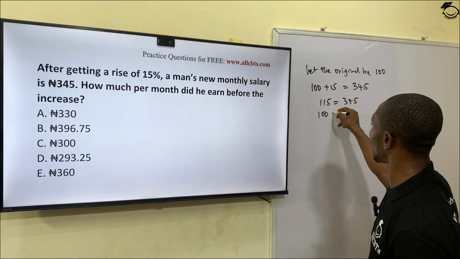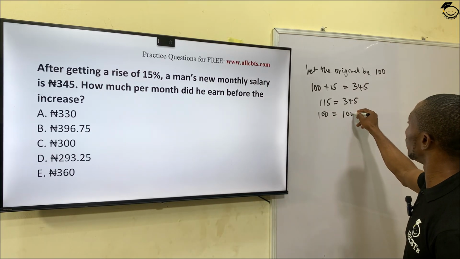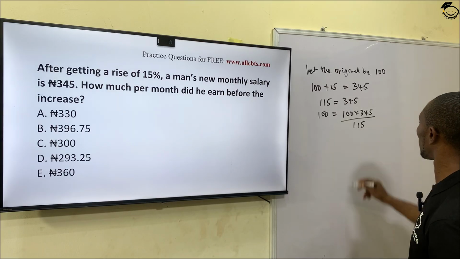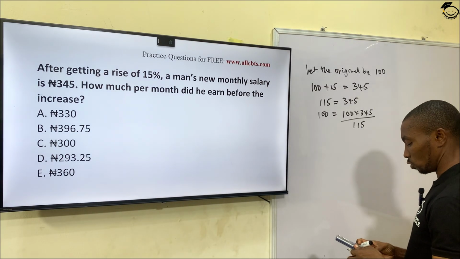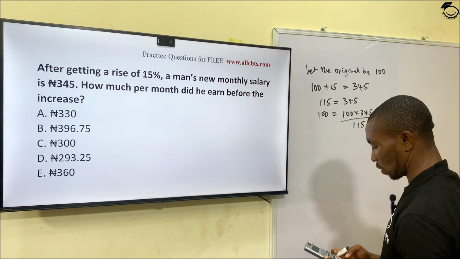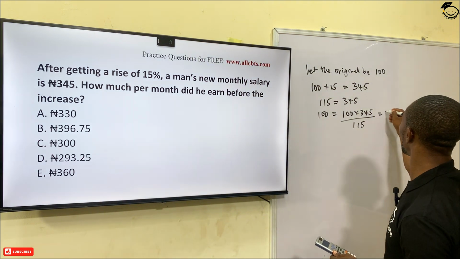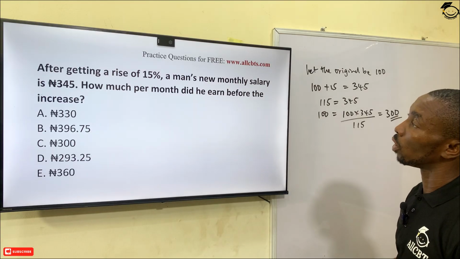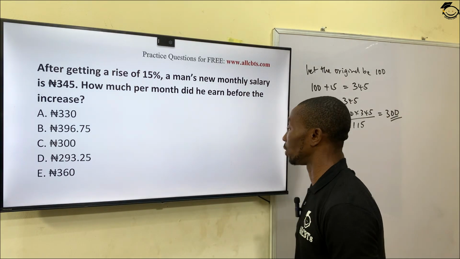So for 100%, which is what he had before, would be 100 times 345 divided by 115. Now this gives us 300. So his original salary per month before was 300 naira.